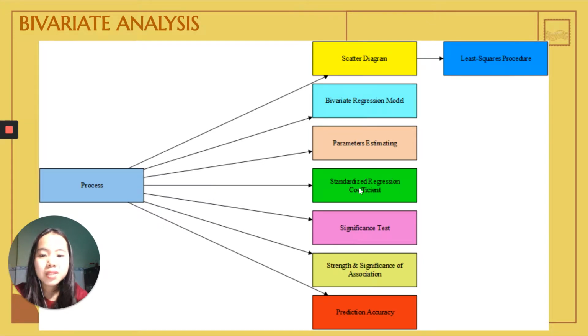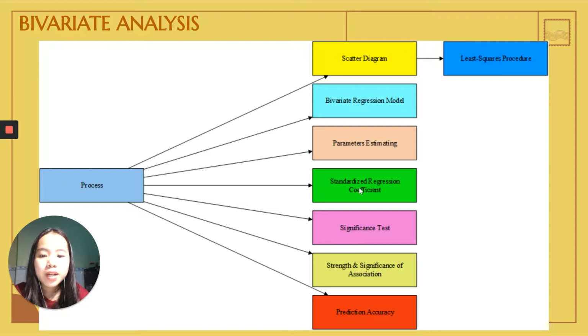Questions can bivariate regressions help you to answer? Here is the process of conducting a bivariate regression analysis. The model on the slide is the procedure that we're going through. The first step is plotting the diagram.